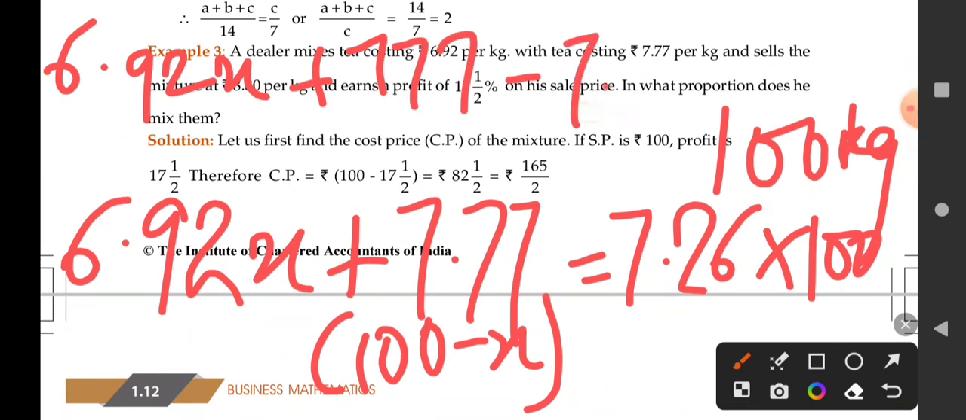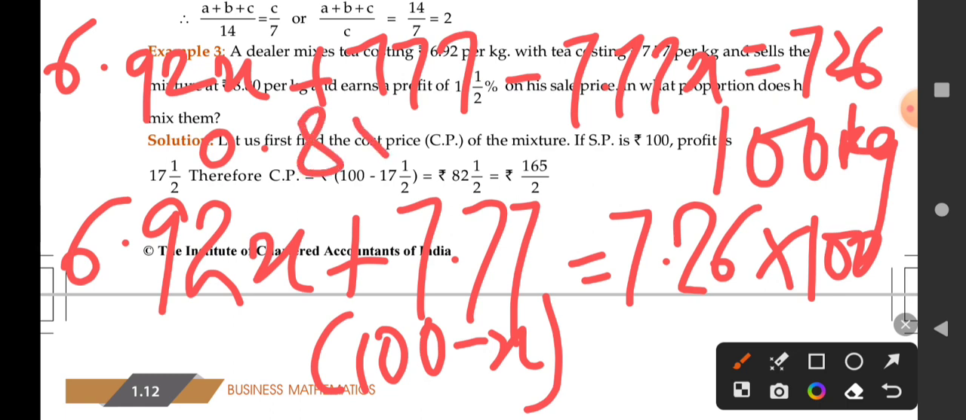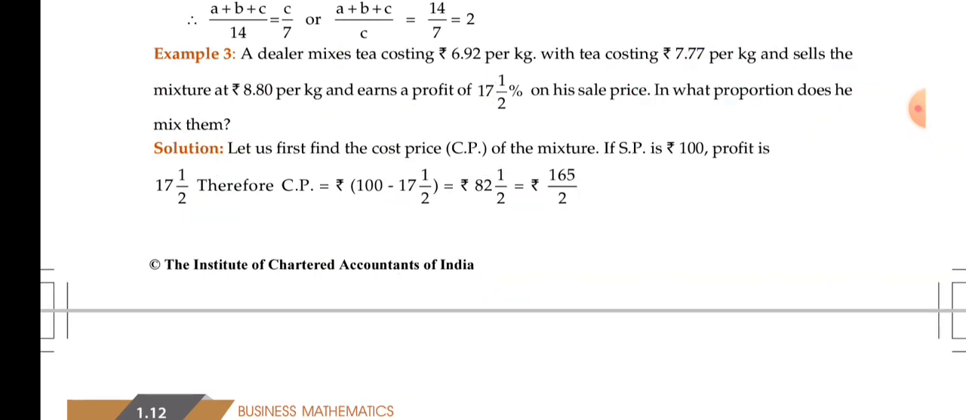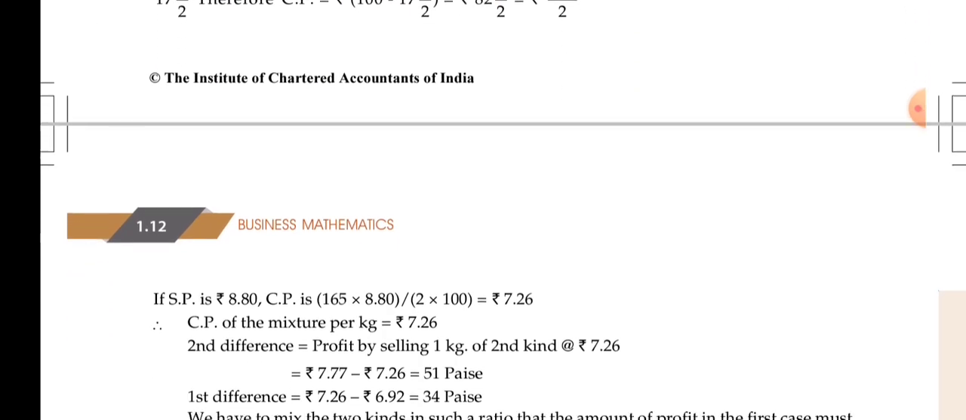minus 7.77x is equals to 726. So 0.85x equals 51 and x will be 60. Hence type B, 100 minus x, will be 40. So the ratio will be 60 is to 40. So this is the simplest way to solve this question, and you will be able to remember it very easily.